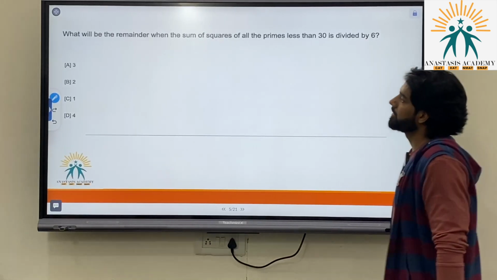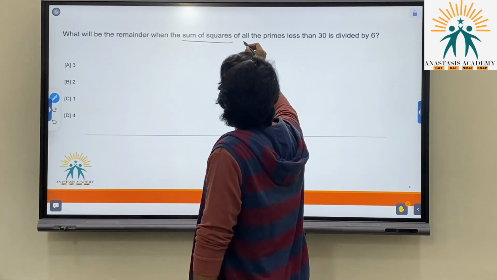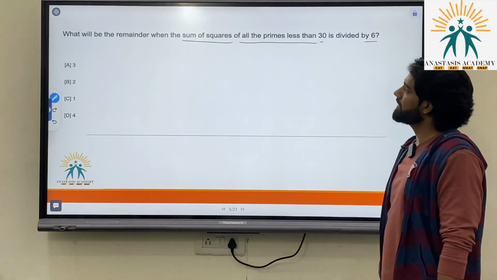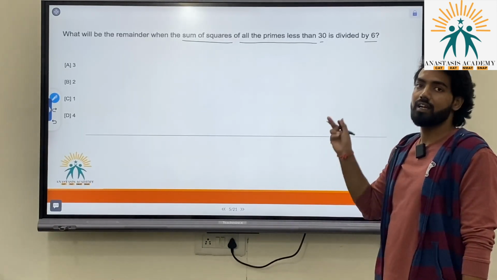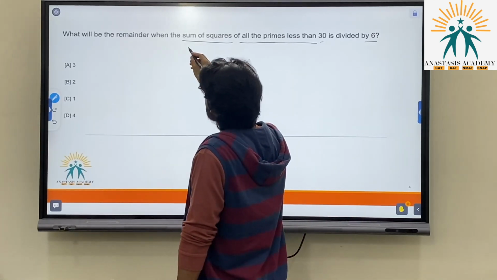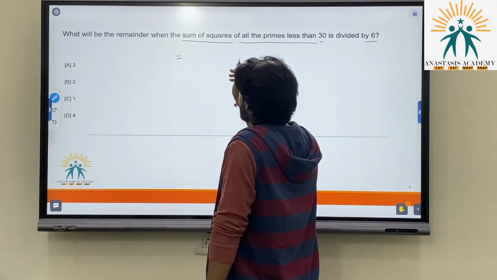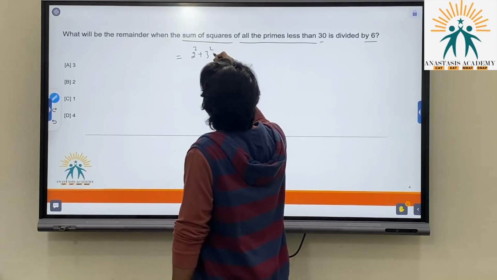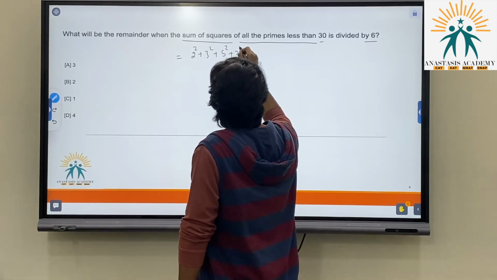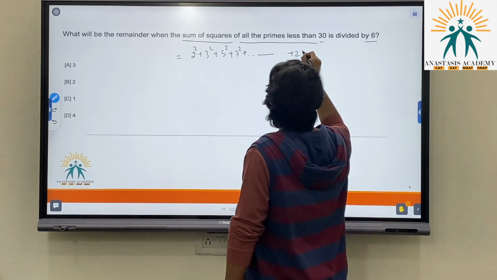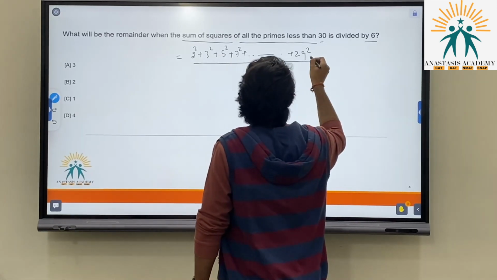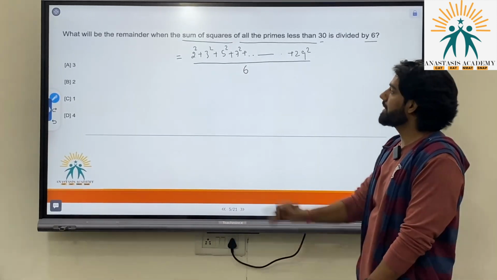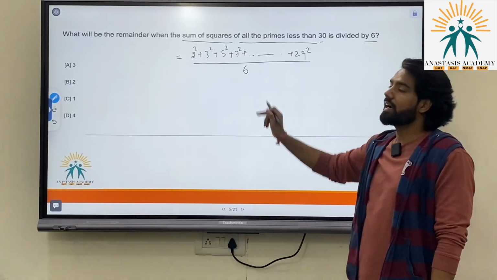What will be the remainder when the sum of squares of all the primes less than 30 is divided by 6? So I have to find the remainder when the sum of squares of all the primes less than 30 is divided by 6. I have to write the sum of squares of all the prime numbers less than 30: 2 square, 3 square, 5 square, 7 square, and up till 29 square, and I have to divide this by 6 and get the remainder. What is the remainder when this sum is divided by 6?